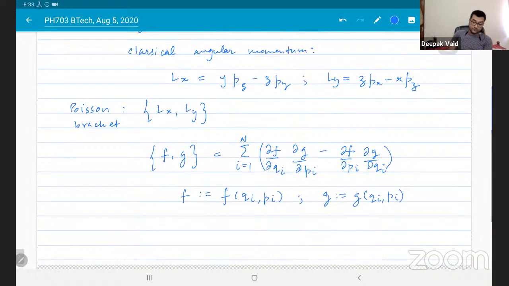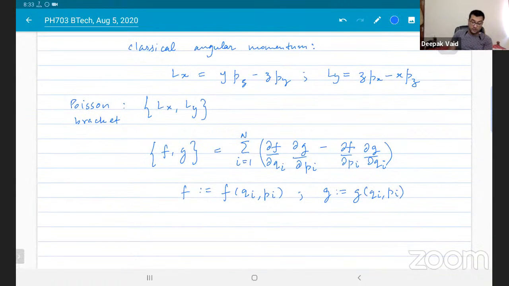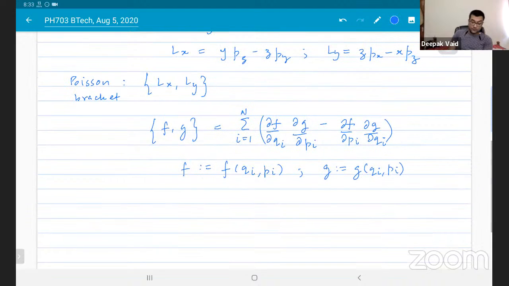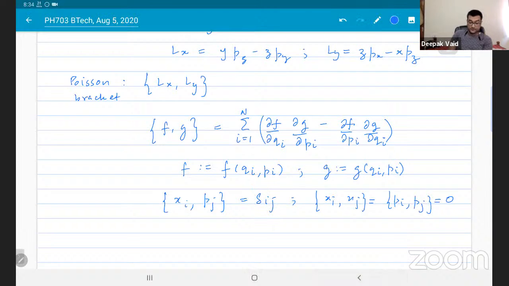Okay. Now, for instance, if I ask what is the Poisson bracket of xi with pj, what do I get? I get 1. And if I ask what is the Poisson bracket of xi with xj, that's equal to the Poisson bracket of pi with pj, which is 0. Sorry, for xi with pj, not 1. I get delta ij.